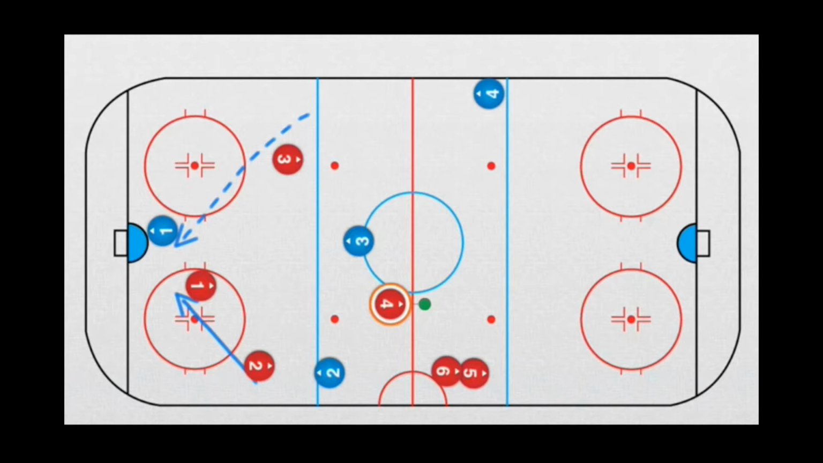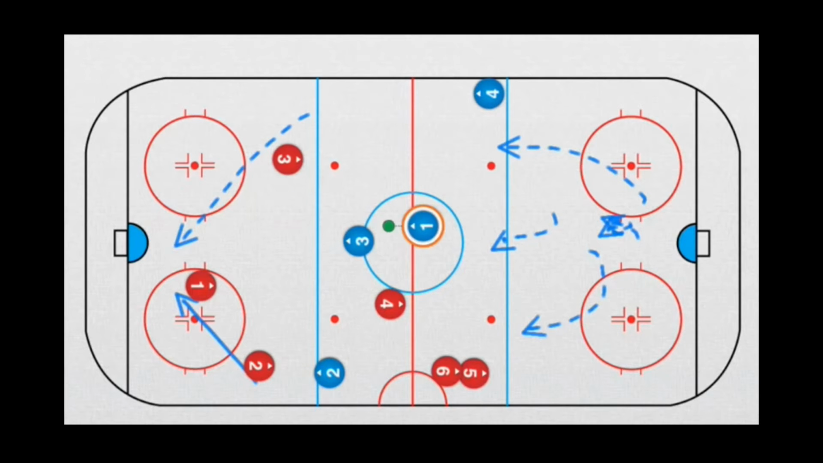And after that we have 3 plus a defender like a back checker, and this D is defense, so we have 3 against 1 plus 1 back checker, or if we have this forward here, we have 3 against 1 plus 2 back checkers, so actually 3 against 3.